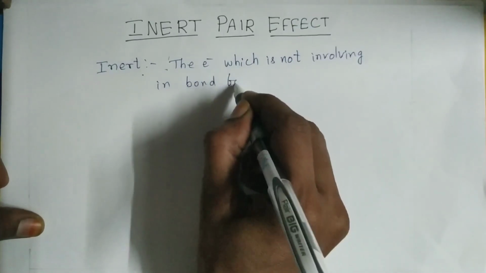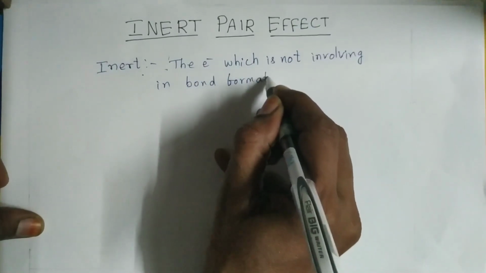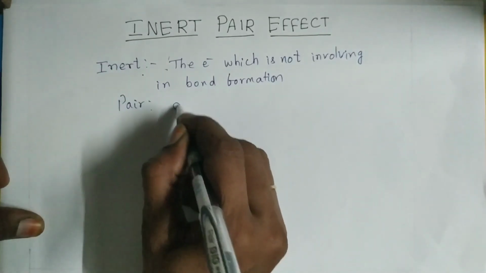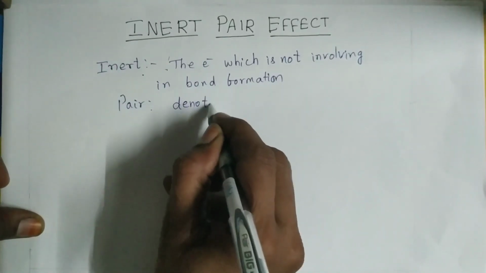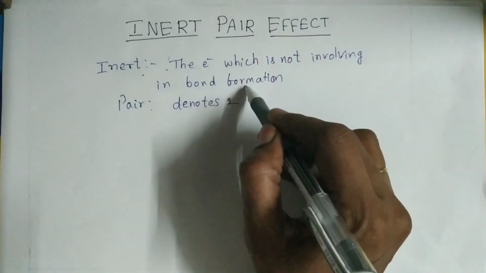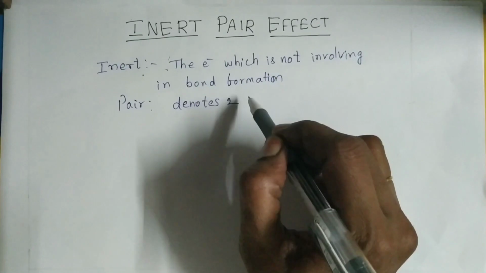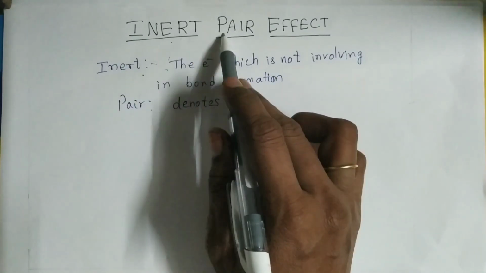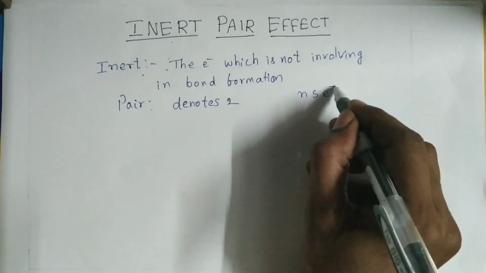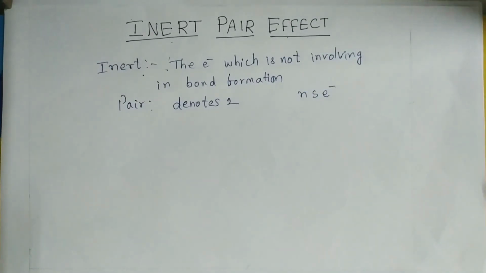And the pair, what is the meaning of pair? Pair always denotes 2, right? So the 2 electrons which are not involved in bond formation, that only we call the inert pair effect. This happens especially in the case of ns electrons.